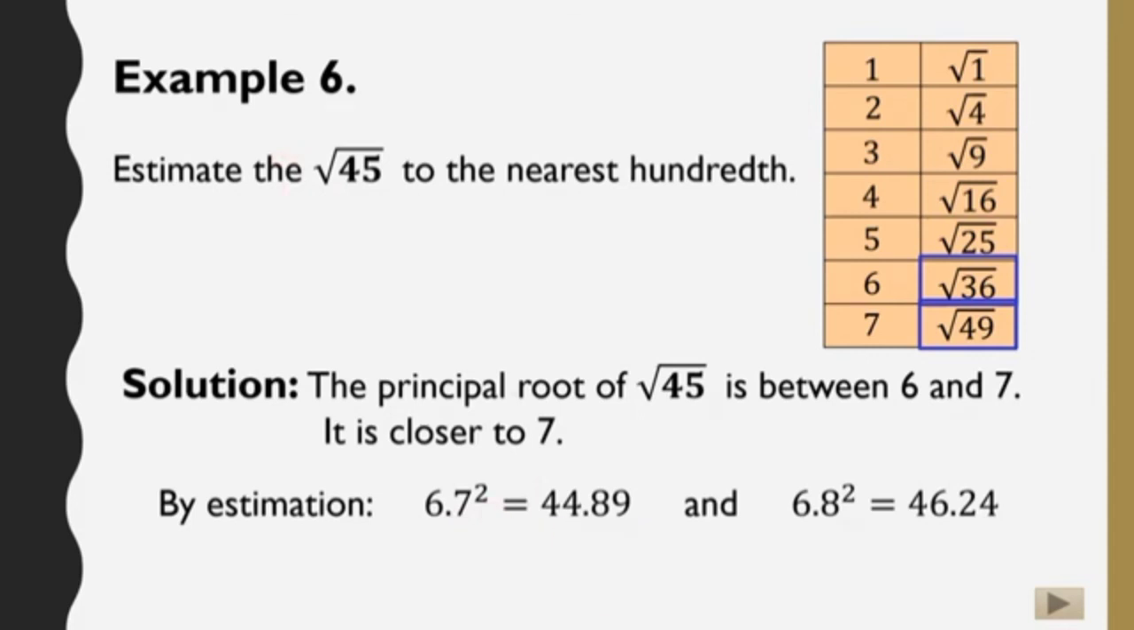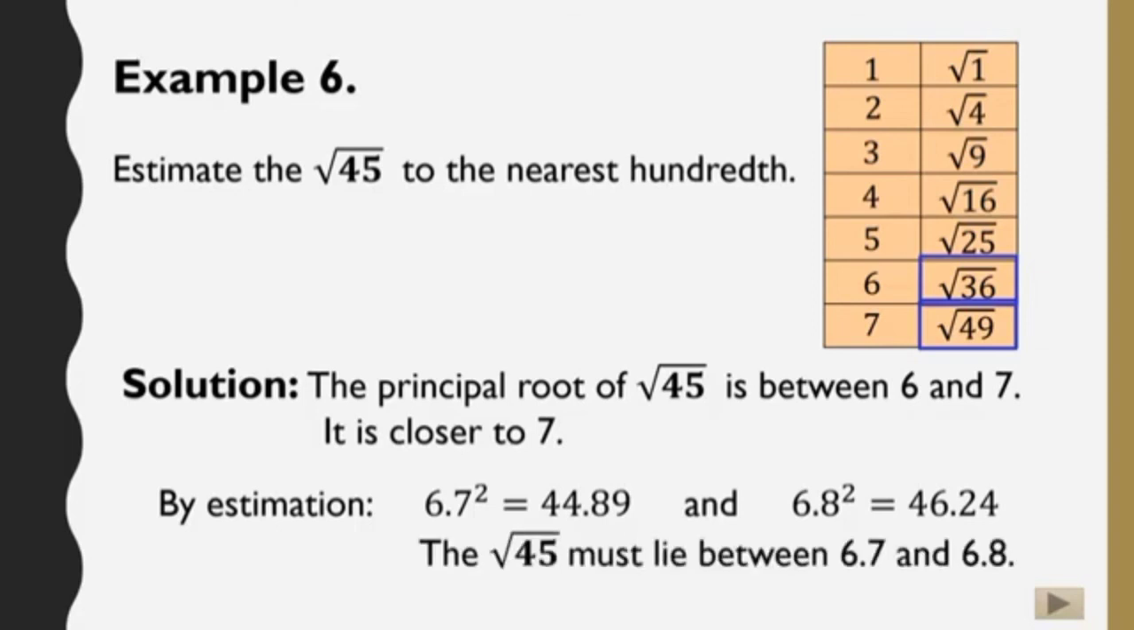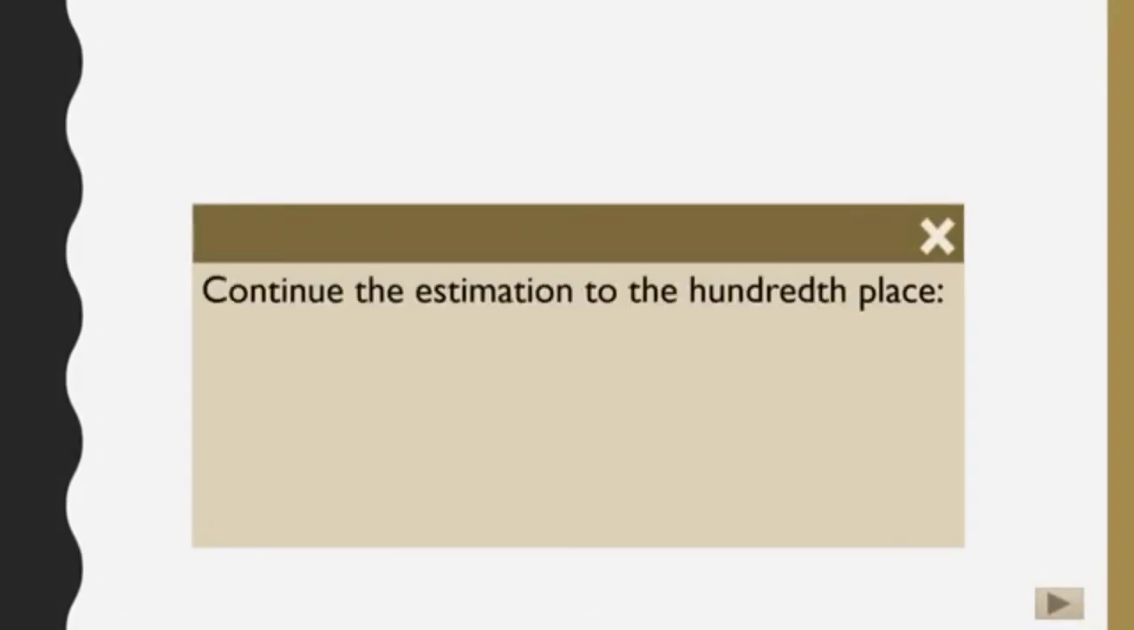So alamin natin sa ano ba yung nearest hundredths ng square root of 45. The square root of 45 must lie between 6.7 and 6.8. So for our solution, continue the estimation to the hundredth place. 6.71 squared is equal to 45.0241.